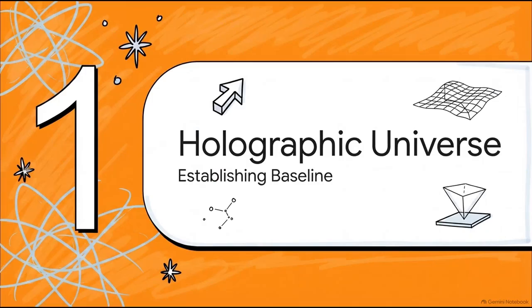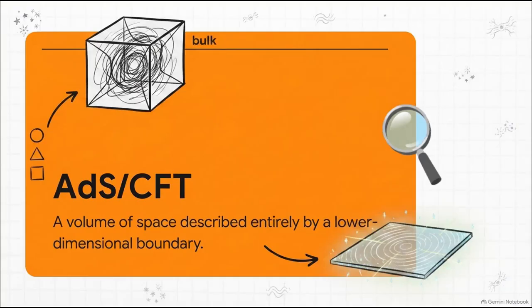Okay, part 1. The holographic universe. Establishing the baseline. So just as a super quick refresher on ADS/CFT, you know that a 3D volume of space, which physicists call the bulk, can actually sometimes be perfectly described by a lower dimensional boundary, specifically a 2D conformal field theory. Basically, that outer boundary contains all the information of the entire interior. It's like a giant cosmic hologram.